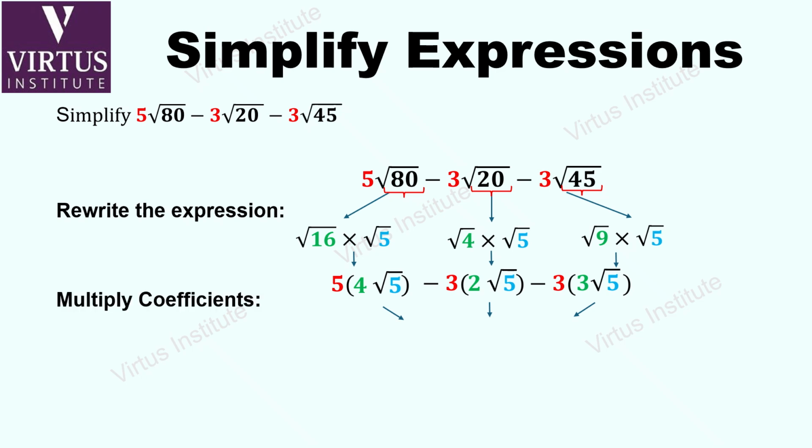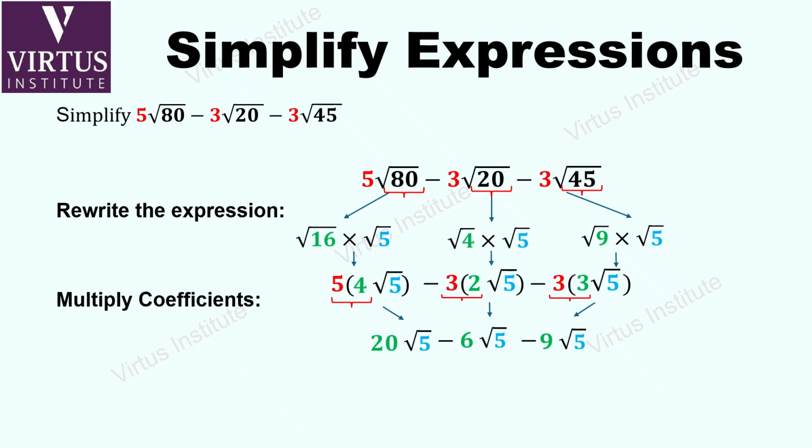5 multiplied by 4 root 5 is 20 root 5, minus 3 multiplied by 2 root 5 is minus 6 root 5. The final term, minus 3 multiplied by 3 root 5, becomes minus 9 root 5.